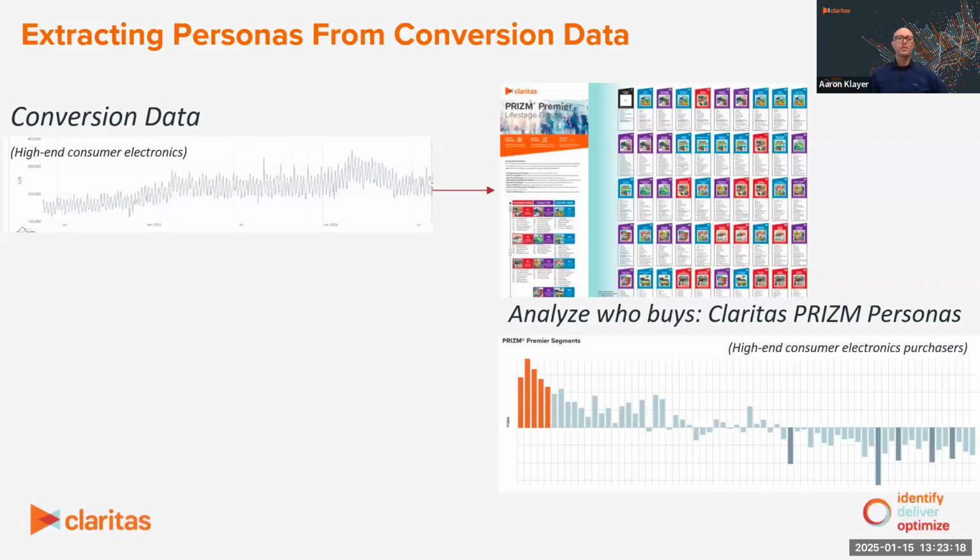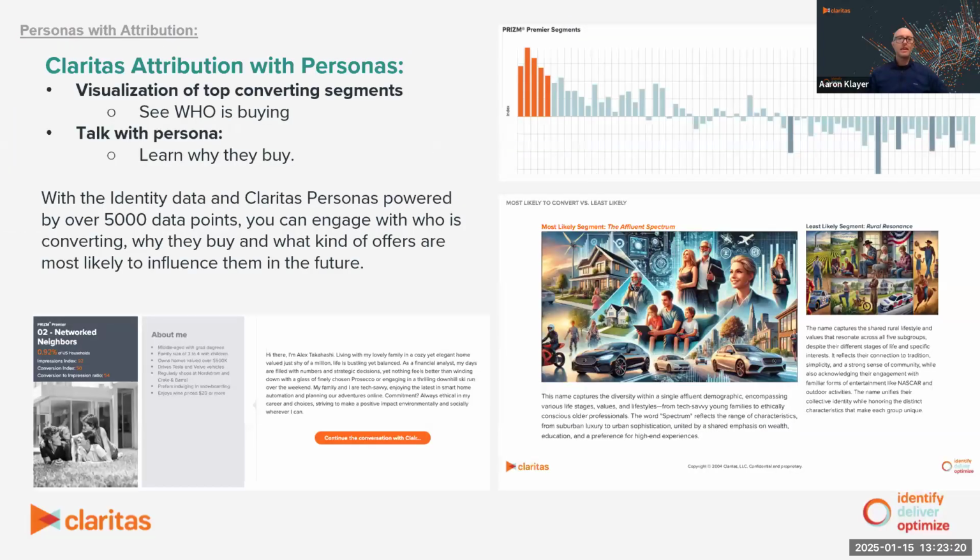So going beyond just the counts of those people, but going into more details, we'll provide you with personas. You can see who is buying, and then you can actually have a conversation with a representation of that persona. And again, it's backed by the identity graph of Claritas that has over 5,000 different data points that are feeding that model or that persona of who is most likely to convert.